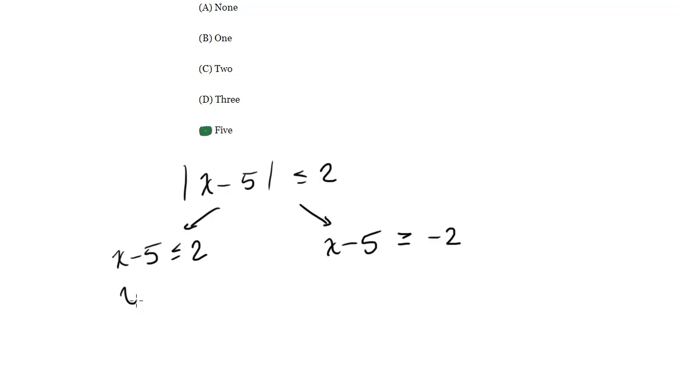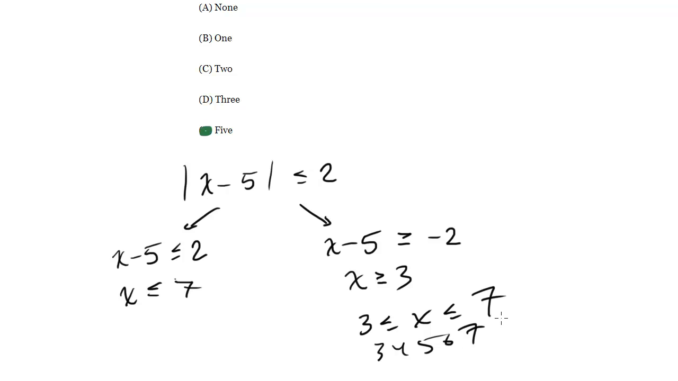So now I just solve. I get x is less than or equal to, sorry, less than or equal to 7, because I'm adding 5 to both sides. And then I get x is greater than or equal to 3. So what have I got? Well, I've got a range where x can be between these values. And how many integers are there between? Well, we've got 3, 4, 5, 6, 7. So it's 5 integers. So again, we get E.